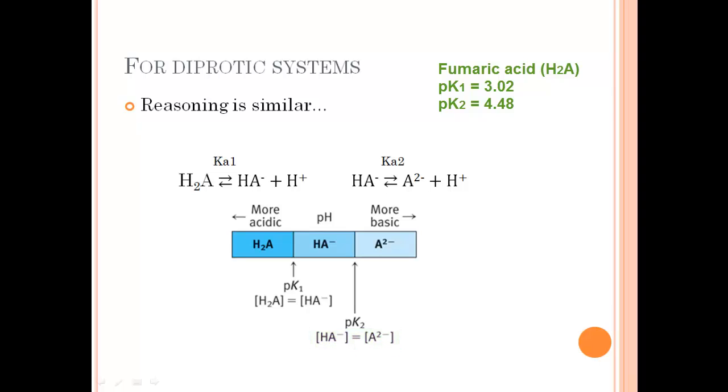And this little graph right here shows you the major species in each pH region. So at pH values below pK1, the H2A is going to predominate. At pH values in between pK1 and pK2, the HA minus is going to predominate, and obviously the A2 minus is going to predominate at pK2 values and above.